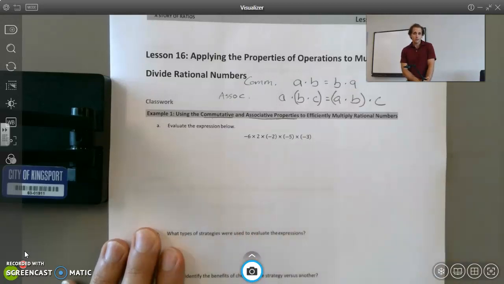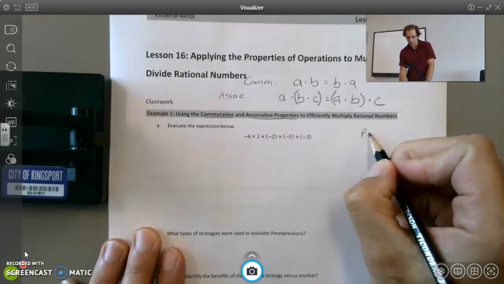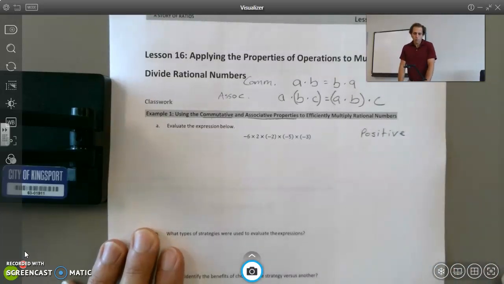If I have 4 negatives, think about multiplying negative numbers. A negative times a negative would be a positive. And then if I multiply that by a negative, I would get a negative. And then if I multiply by a 4th negative, I would get a positive. The easy way to think about that is if I have an odd number of negatives, my product is negative. If I have an even number of negatives, my product is positive. So here, 4 negatives, that's going to be positive. I know that I'm going to have a positive product.